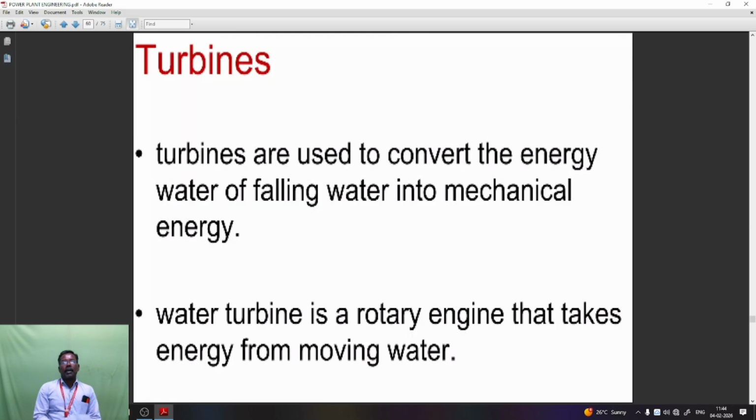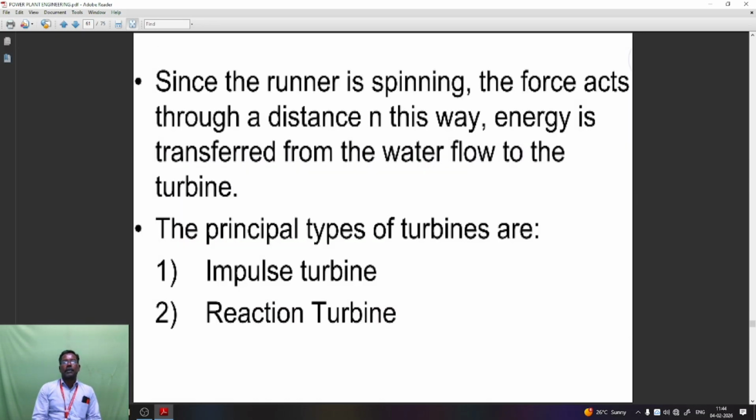Turbines. Turbine is a machine which converts hydraulic energy into mechanical energy. A water turbine is a rotary engine that takes energy from moving water. Since the runner is spinning, the force acts through a distance this way. Energy is transferred from the water flow to the turbine. The principal types of turbines are impulse turbine and reaction turbine.